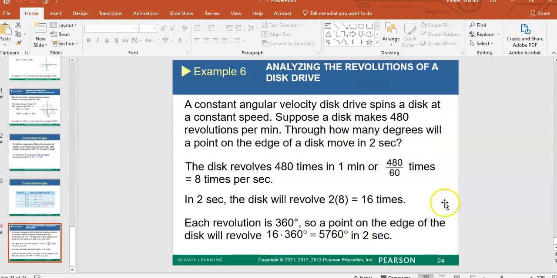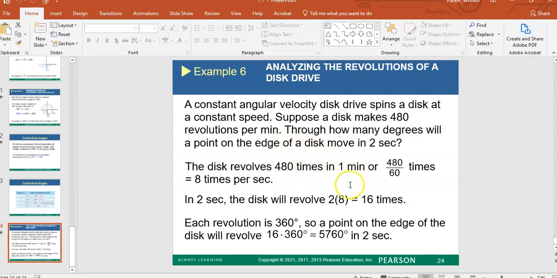All right, let's do a quick application problem and we will be done for this lesson. A constant angular velocity disk drive spins a disk at a constant speed. Suppose the disk makes 480 revolutions per minute. Through how many degrees will a point on the edge of the disk move in 2 seconds? If we are going 480 revolutions per minute, we want to know how many in seconds. So we're going to take 480 in 1 minute and divide it by 60 to get seconds. That's going to give me 8 times per second.